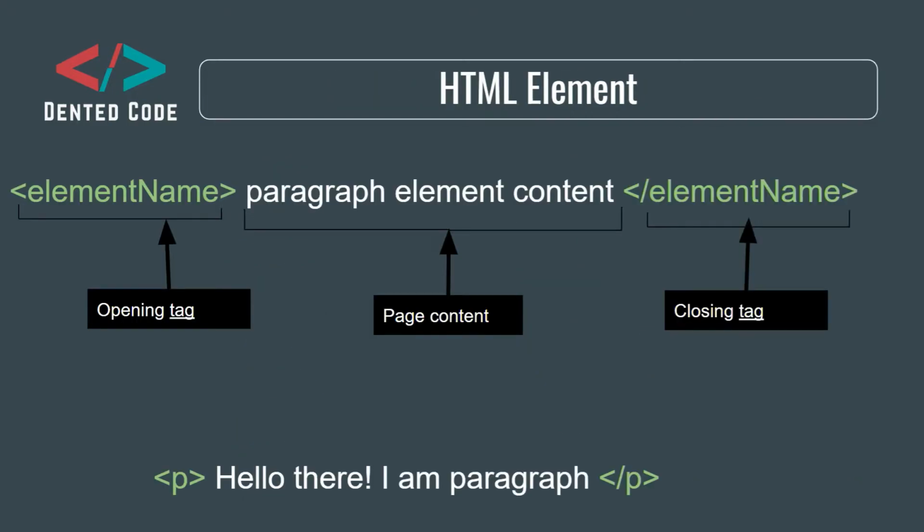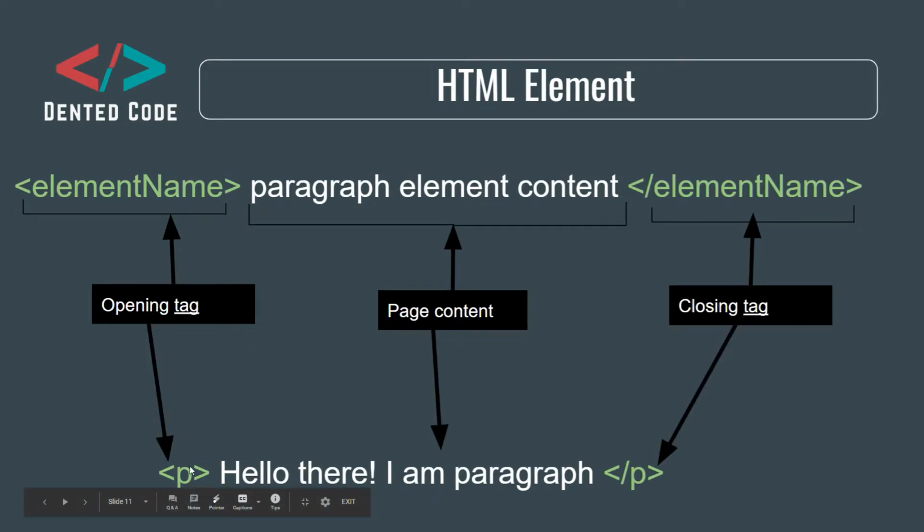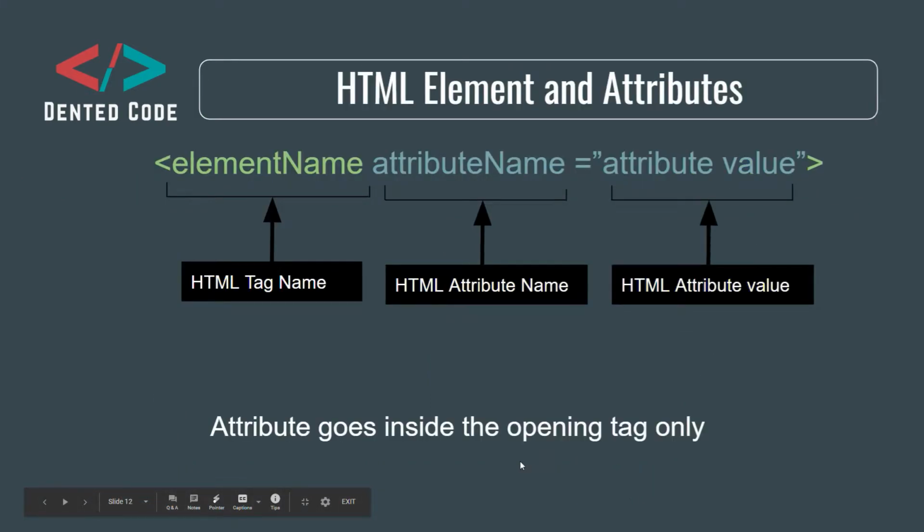Okay, let's look into an example of tags and elements. As you already know, HTML elements consist of an opening tag, a closing tag, and the content. So we can look into the example here. P is the element for paragraph. So the opening P is the paragraph opening, and there is a closing tag, and we have the content in the middle.